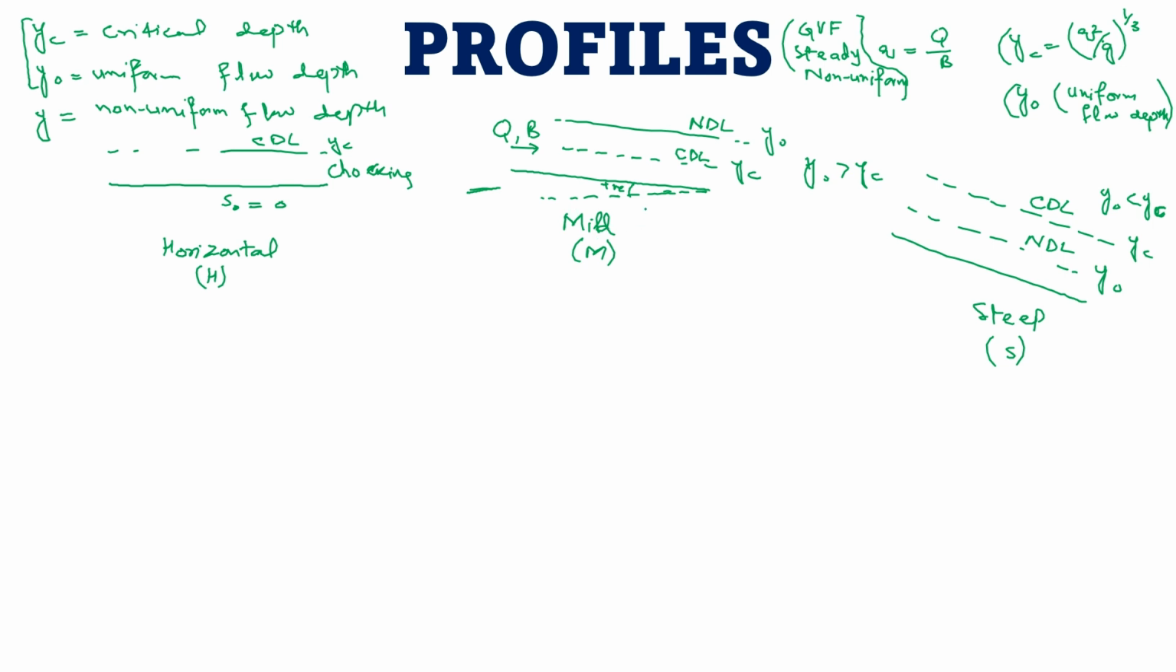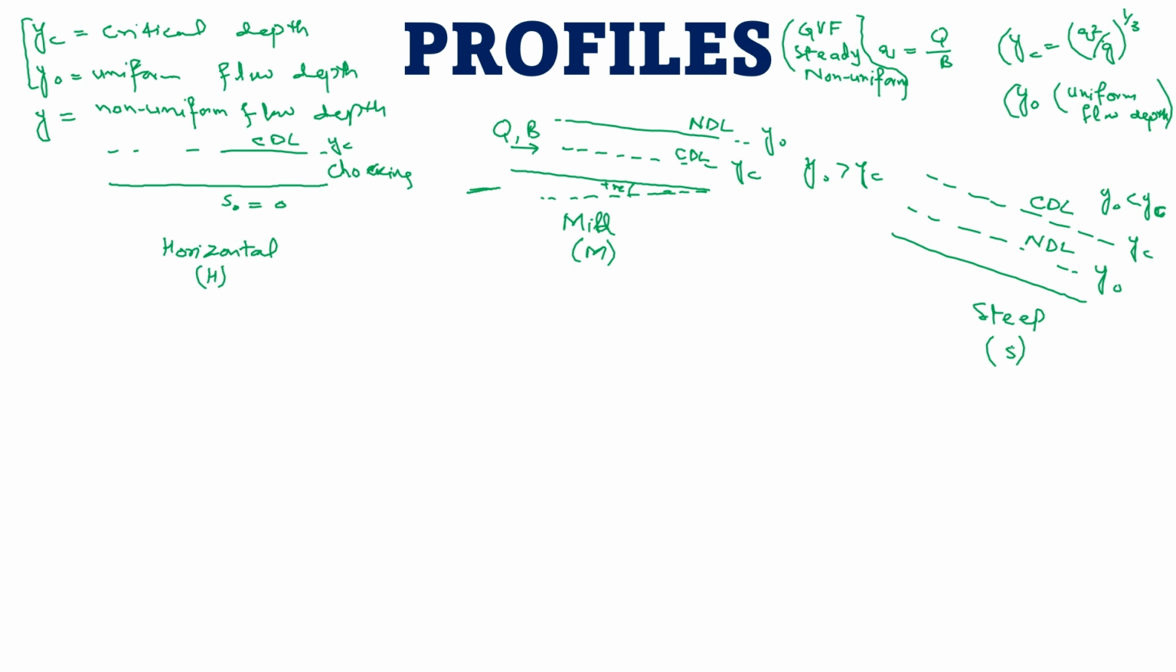Next is mild slope. We will have both lines. There will be CDL and there will be NDL, but NDL will be above the CDL. And in case of steep slope, there is a simple concept behind this, that for steep slope, y naught comes down as compared to the yc.